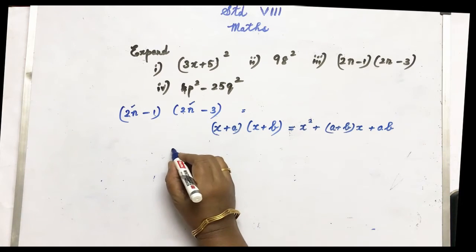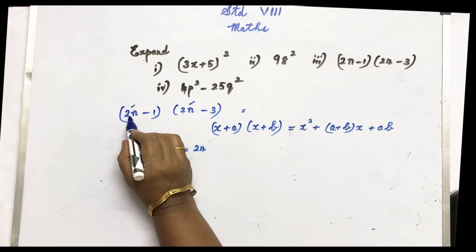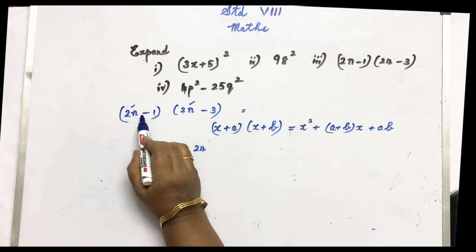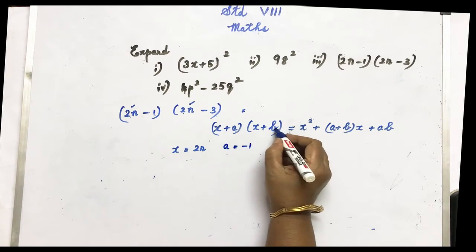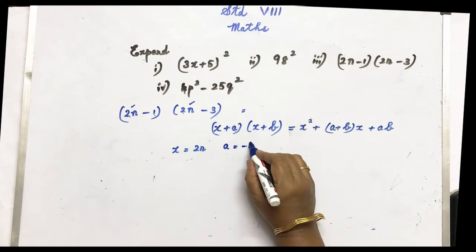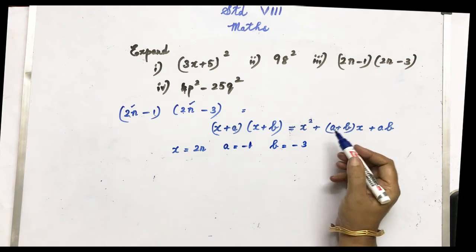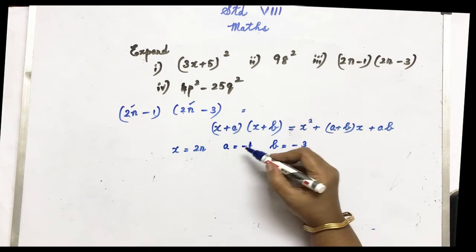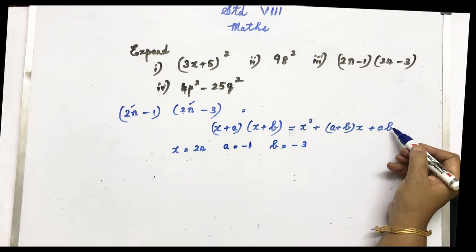Now we should compare. In the place of x we are having 2n. Here x is the first term in the bracket. Now in the place of a, see the first bracket, we are having minus 1. And in the place of b we have to see the second bracket, the second term is minus 3. Now in this identity we have to replace 2n in the place of x, minus 1 in the place of a and minus 3 in the place of b.